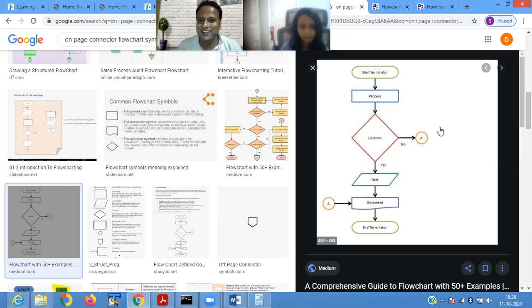Okay. See that. Here this symbol is called the on page connector. If you want to connect the symbol with the same page, then here we are using the on page connector. This is an on page connector. Clear? Yeah.